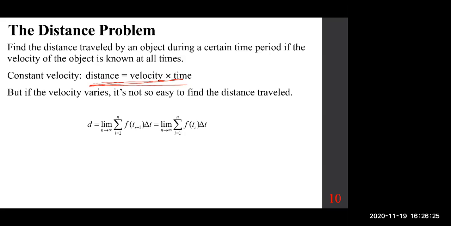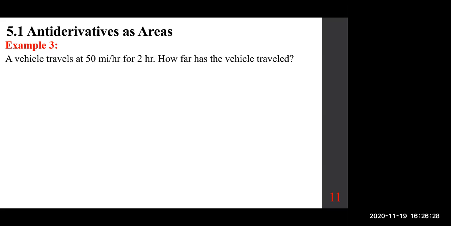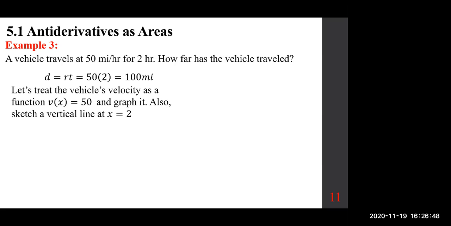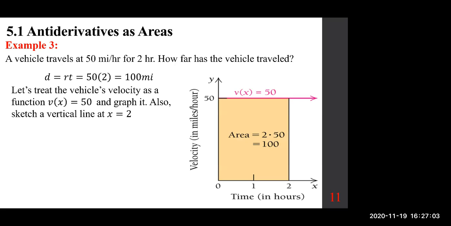So having said that, here's an example. You already know the answer is 100, but we want to discuss that with the concept of area under the curve. So we'll see the similarities between a velocity problem and a distance problem. Okay, so D equals RT, 50 times 2, is 100 miles. So if we treat the vehicle's velocity as a function V of X, V for velocity, and that's fixed at 50, so that means Y or V of X is 50, which is a horizontal line. Over the course of 2 hours, so along the X-axis, we have 1 and 2.